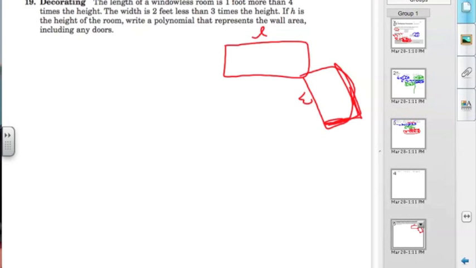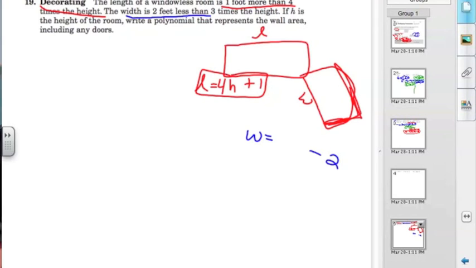The length of the windowless room is 1 foot more than. All right, so that means plus 1. 1 foot more than 4 times the height. So 4 times the height. L equals 1 more than 4 times the height. All right, so there's the formula that represents the length. So now we need to look at the width. The width is 2 feet less than. All right, so width equals 2 feet less than 3 times the height. So there's the formula for the width.